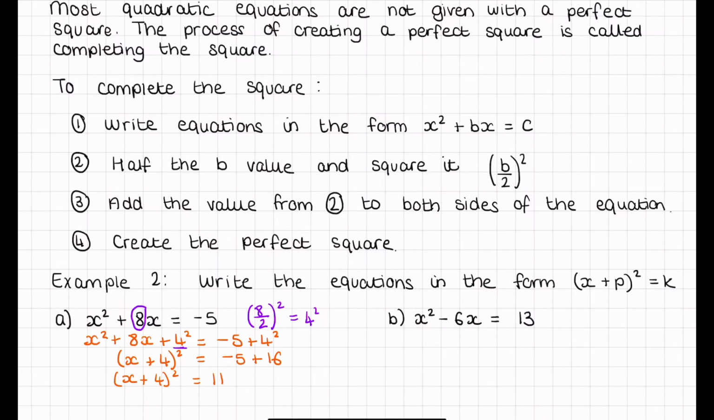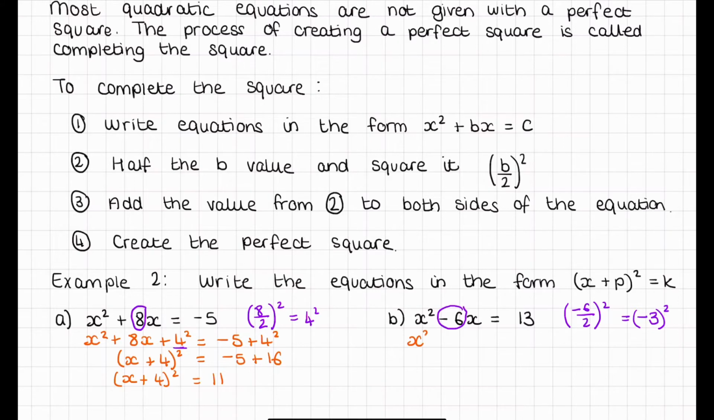So now we'll have a go at b. So excellent, step 1's already done for us. But step 2, we're going to halve the b value and square it. Now, we've got to take note that this is a minus 6. So when we're doing this step, we're going to have minus 6 divided by 2 squared, which will give us minus 3 squared. And that's what we're going to add to both sides.